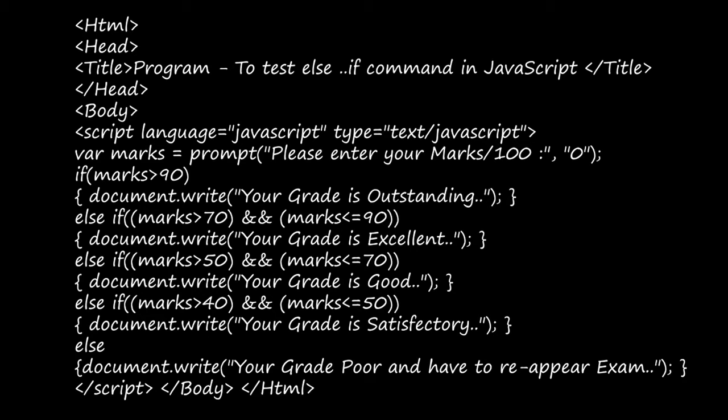If this mark is greater than 90, document.write "your grade is outstanding" will be displayed, right? If it is not above 90, it will go to the next line. Else if mark is greater than 70 and less than or equal to 90, the and symbol means that only if both things are true will it move into that block. If the mark is between 70 and 90, document.write "your grade is excellent" will be displayed.